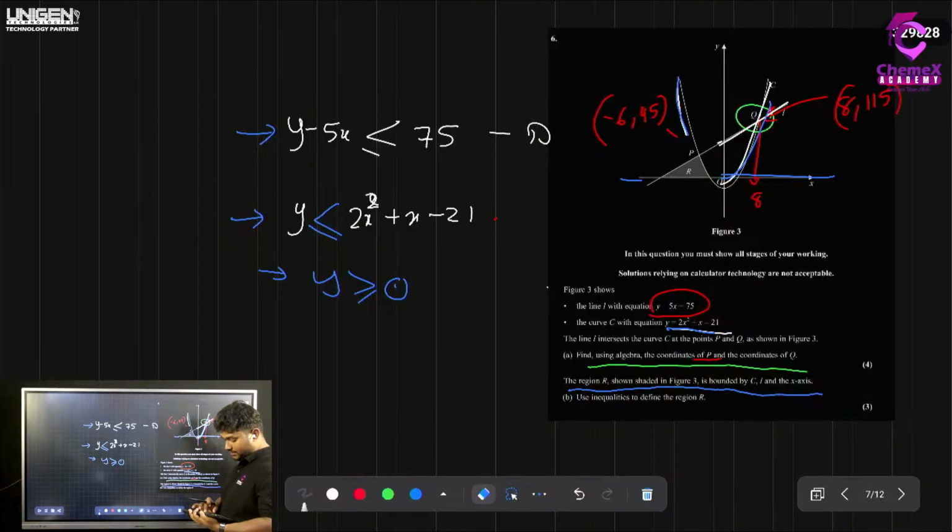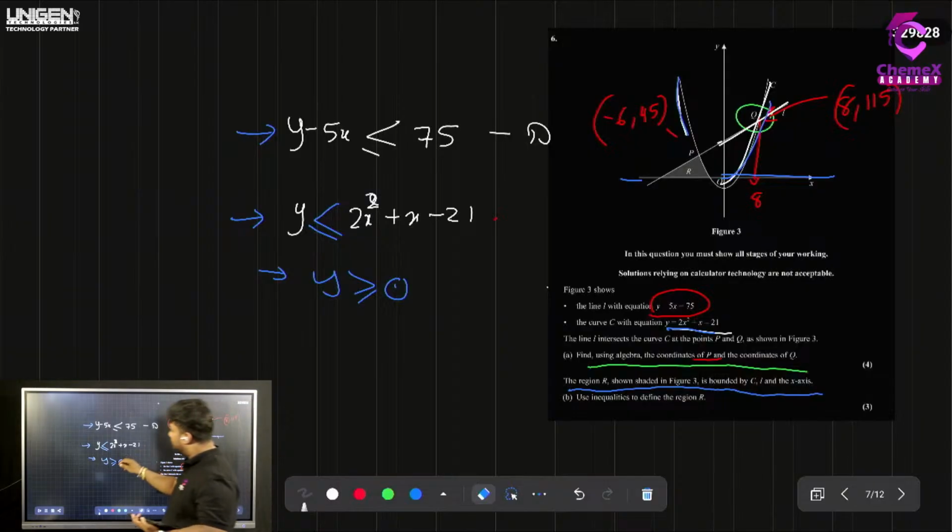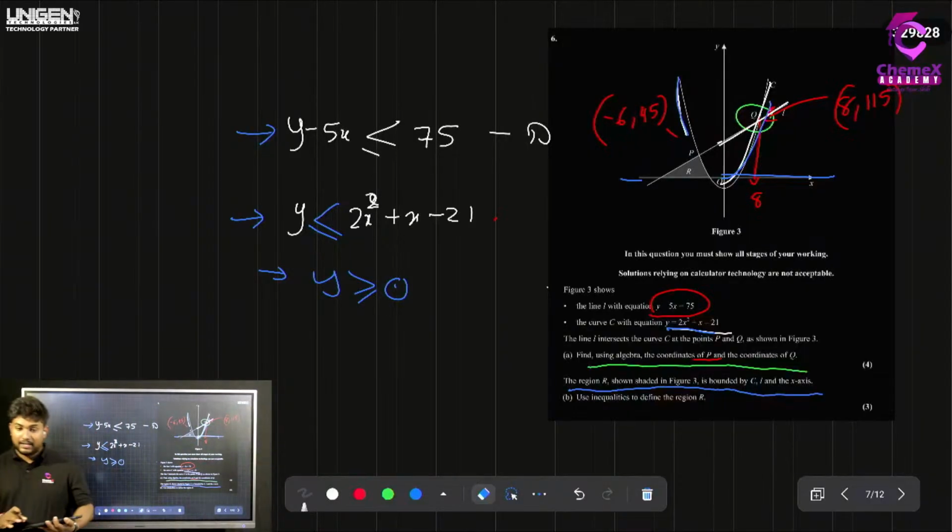You understand or not? This region R is represented by these three inequalities. Any doubts? Anyone?